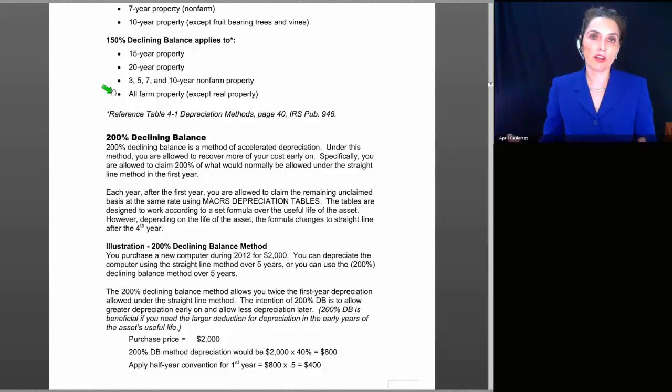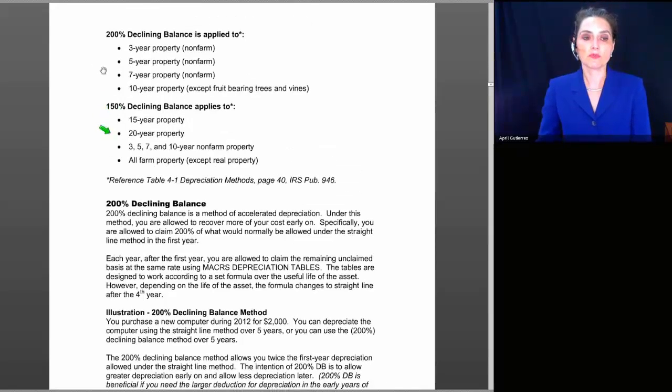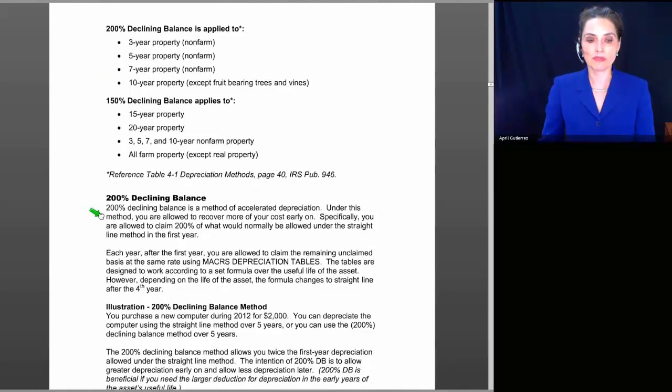So in general, if you're working on a farmer's tax return, the farmer does not get to use 200% declining balance. The farmer uses 150% declining balance for the same type of asset that if it was placed in service in another business would be depreciated using 200% declining balance.